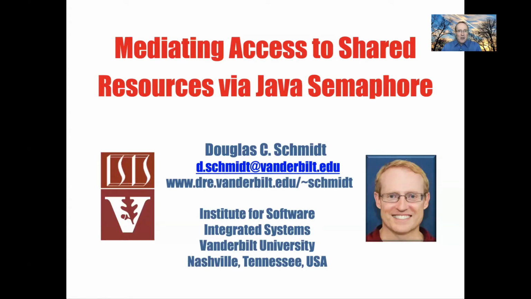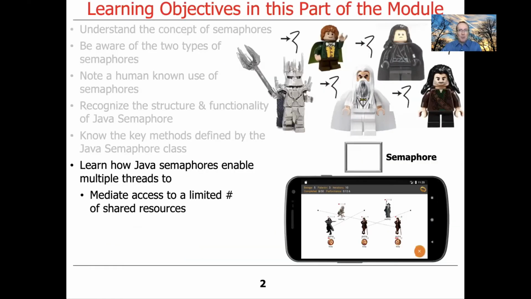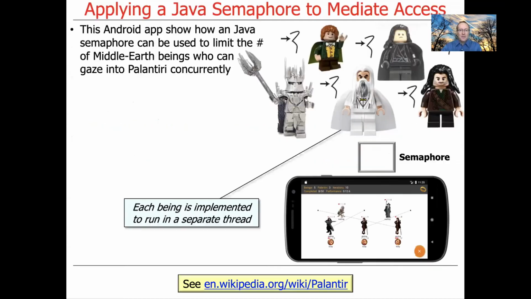So we're now going to talk about using a semaphore to mediate access to shared resources. And this particular example will look very familiar because it's essentially our Palantiri simulator use case. As you know, we have the Palantiri simulator assignment, which we use as a running example throughout the course. The basic idea is to limit the number of beings who can concurrently gaze into a fixed number of Palantiri.